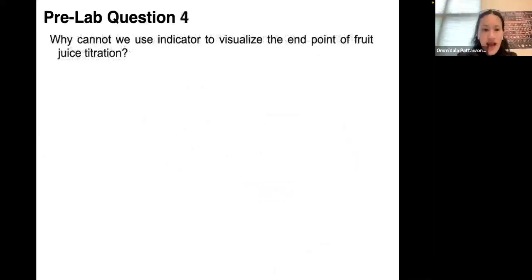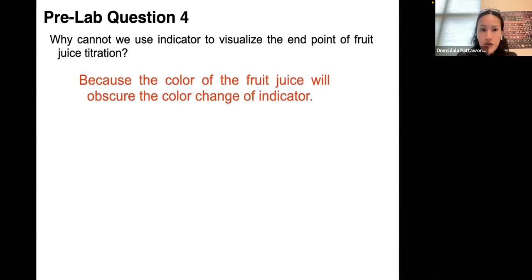The next pre-lab question asks us, why can we not use an indicator to visualize the endpoint of the fruit juice titration? If you think about this, fruit juice contains color. So if you add an indicator that also contains color, the color of the fruit juice will obscure the color change of the indicator. Therefore, you will not see the color change very well to determine the endpoint.